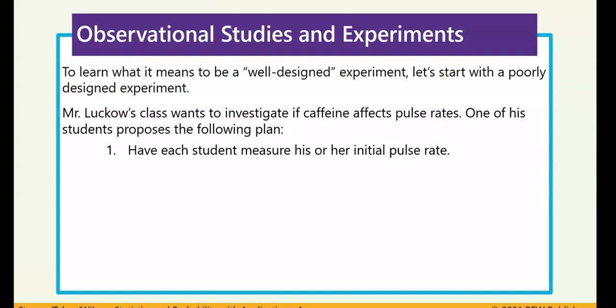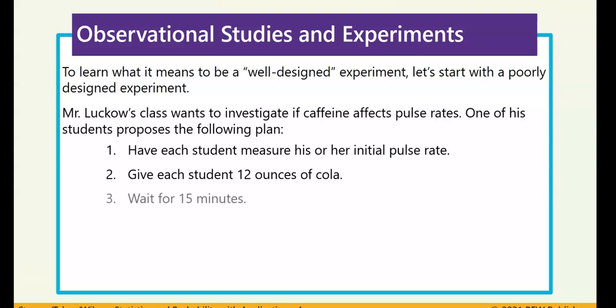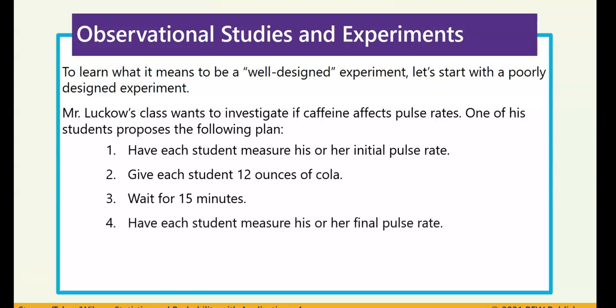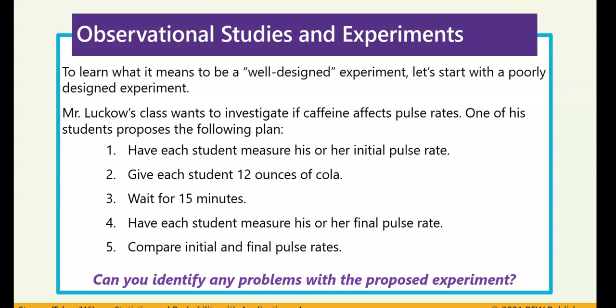Have each student measure his or her initial pulse rate. Give each student 12 ounces of Coke. Wait 15 minutes. Have each student measure his or her final pulse rate. So it's a pretty easy study to conduct. Compare initial and final pulse rates. So did caffeine make a difference? Can you identify any problems with the proposed experiment?